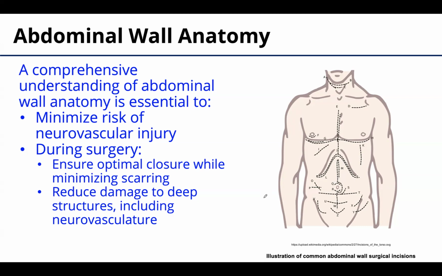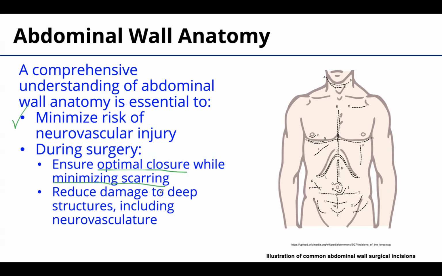Now, understanding the wall and its anatomical relationships, that really can help in terms of minimizing the risk of neurovascular injury. So if you know where the artery and nerve is located, typically you can avoid it with your incision. Also, picking the right incision through specific and intentional structures can ensure that you have optimal closure, as well as actually minimize the scarring that will come after the fact during the healing process.